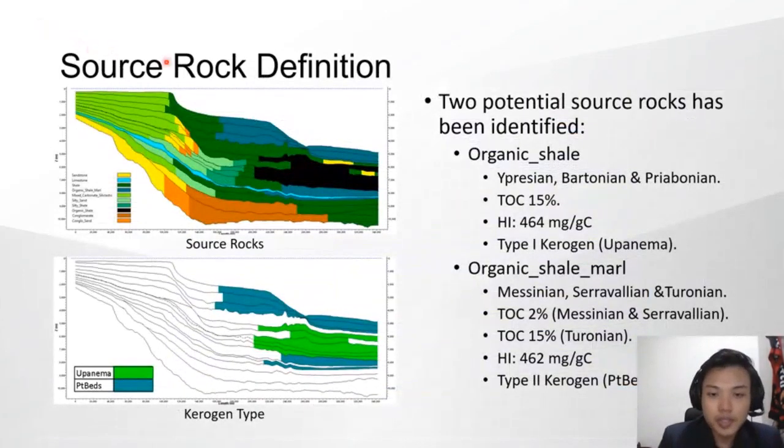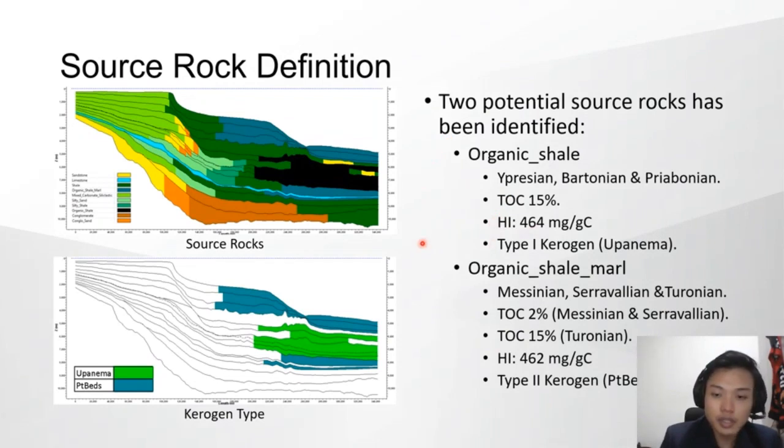During source rock definition, we have identified two potential source rocks. The first one is the organic shale, and the second one is the organic shale mold. For the organic shale, it has a TOC value of 50% and a hydrogen index of 464 mg per gram. It is considered a type 1 kerogen.